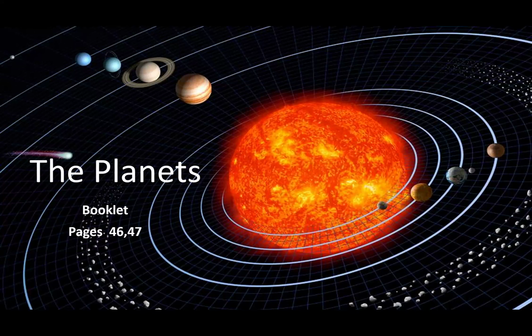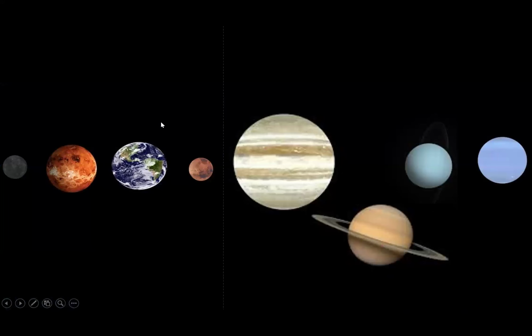Hello, everyone. Today we will talk about the planets. In the previous lesson, we talked about the solar system. We said it is the sun and the 8 planets that revolve around the sun. And today we will talk about the characteristics of each planet.